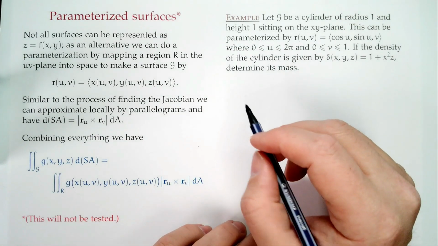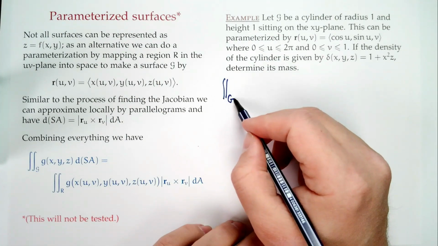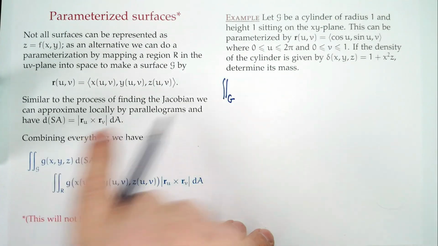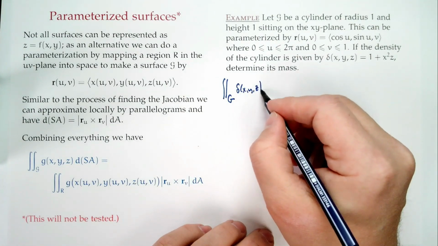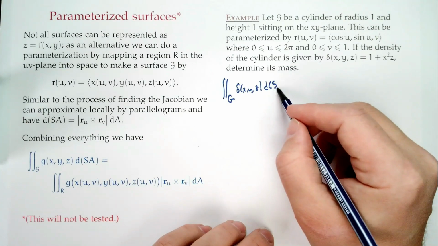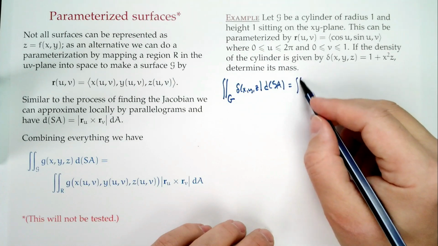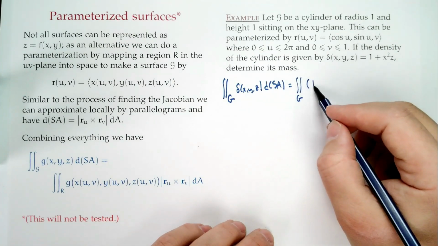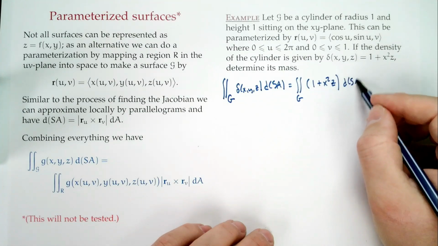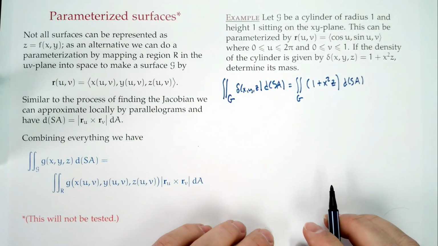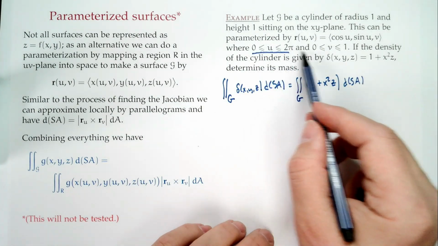I like that plan. So we have the integral on our surface S of our function g, which is our density function, delta of x, y, z, dS. That will be the integral on our surface of 1 plus x squared z dS, which becomes what? Well, our region is going to be given in terms of u and v.